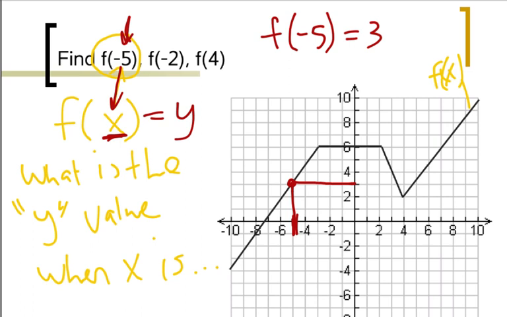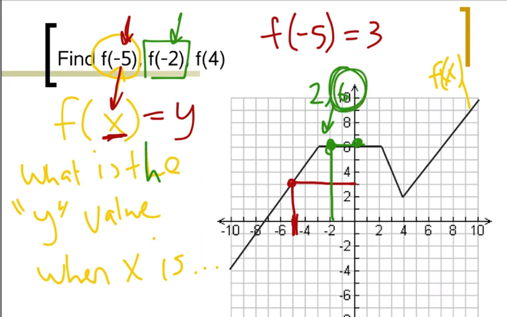Okay, so let's do another one. So f of negative 2. The question again is, what is the y value when x is negative 2? So go to negative 2, go up to the line right here, and basically I go up to where the line touches negative 2, and I get 6. So the coordinate here would be negative 2, 6. The answer part is the 6. That's the part that we care about. So f of negative 2 is 6.